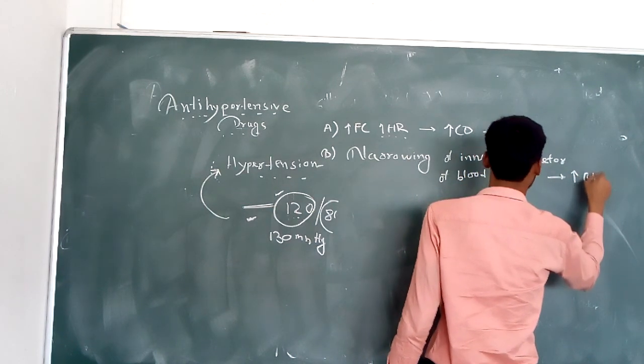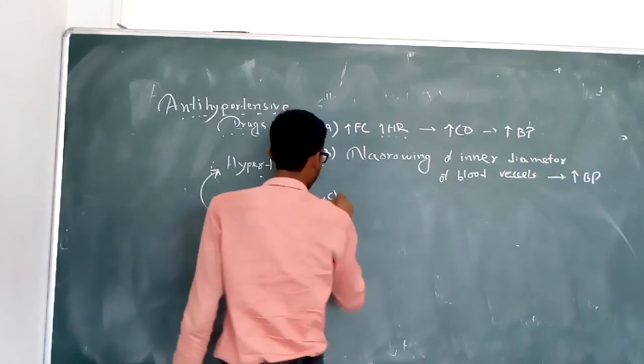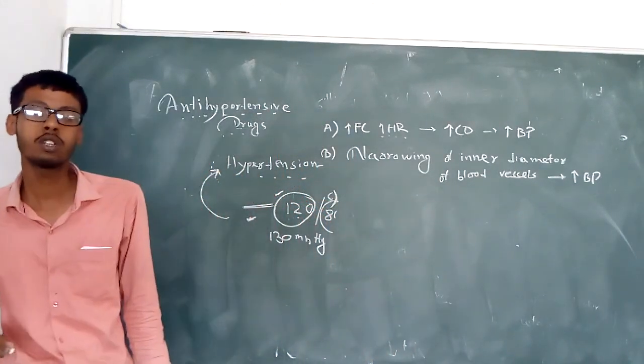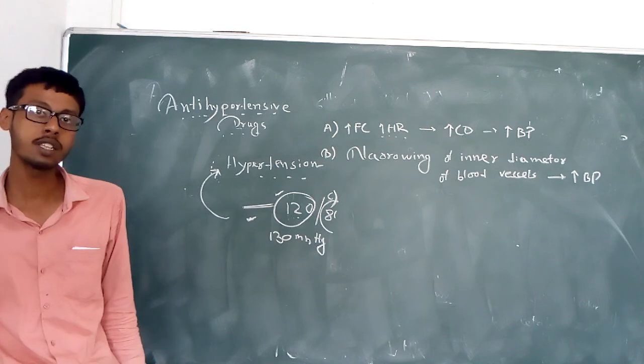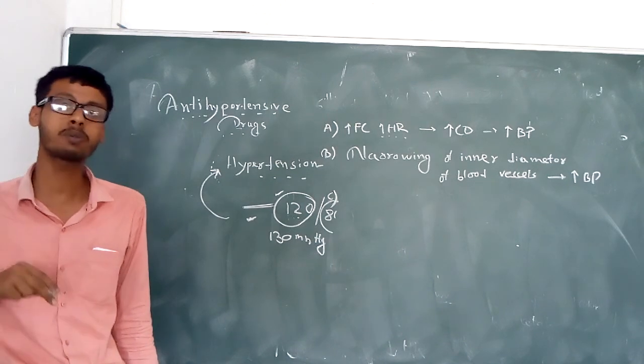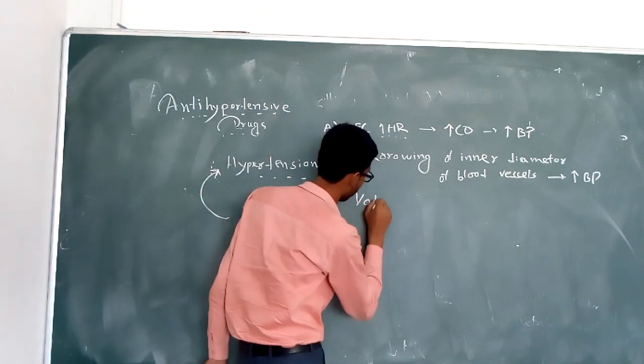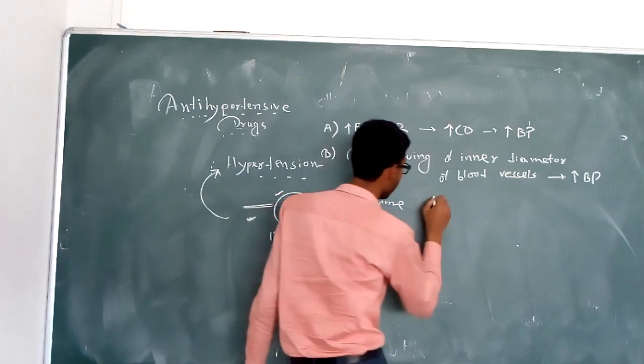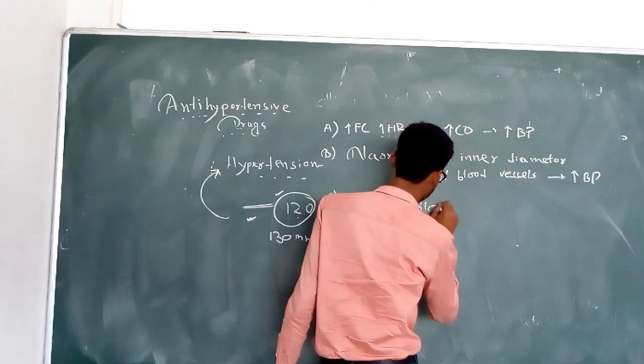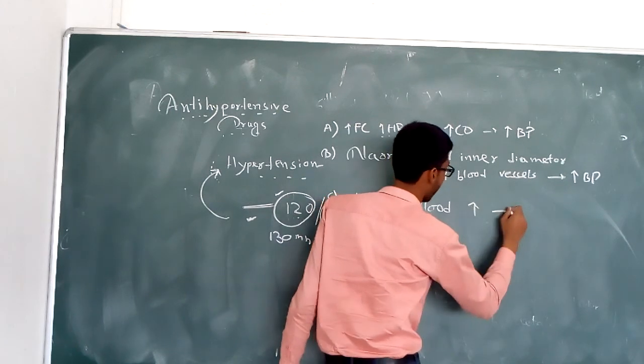responsible for the hypertension. Or in the third case you can consider if the thickness of the blood or the blood volume increases, then that is also responsible for the rise in the blood pressure.